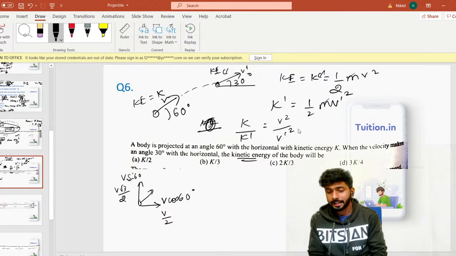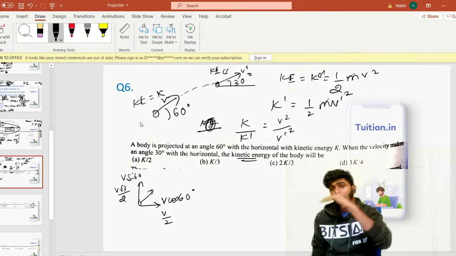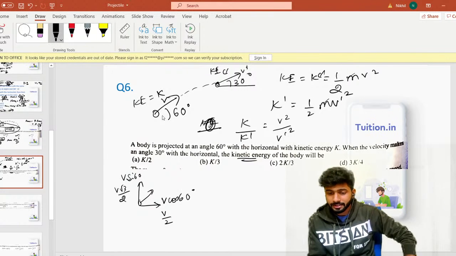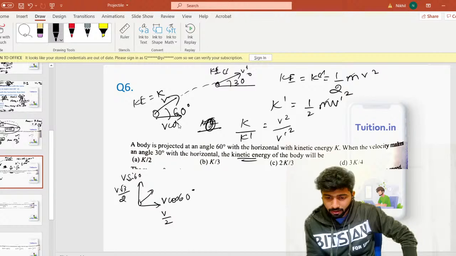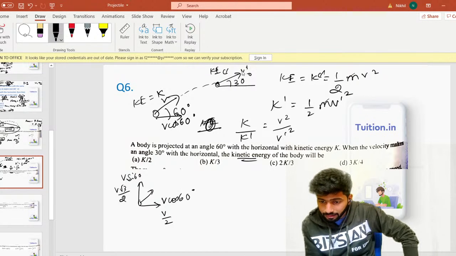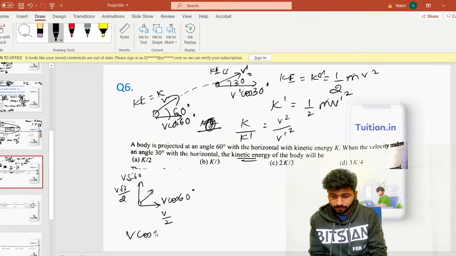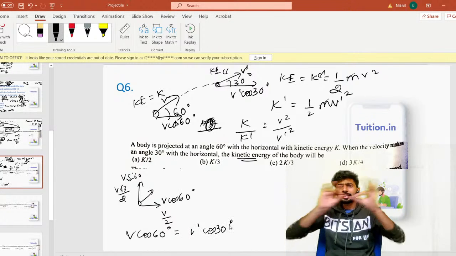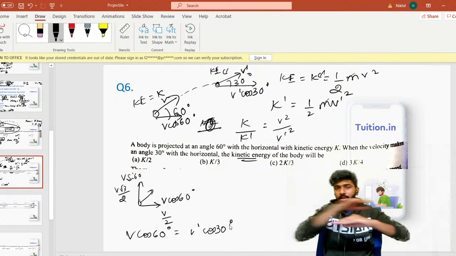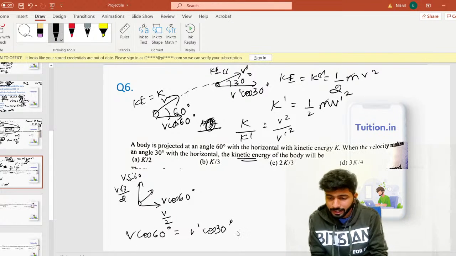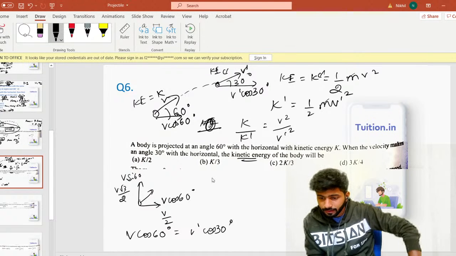But there's one thing that I can say. Horizontal component of the velocity never changes, right? Horizontal component always remains the same. So here the horizontal component is v cos 60, and at 30 degree here the component is v dash cos 30. So this v cos 60 has to be equal to v dash cos 30. Why? Because there is no acceleration in the horizontal direction. So horizontal component of the velocity never changes. So from here I can get the ratio of v by v dash, right?